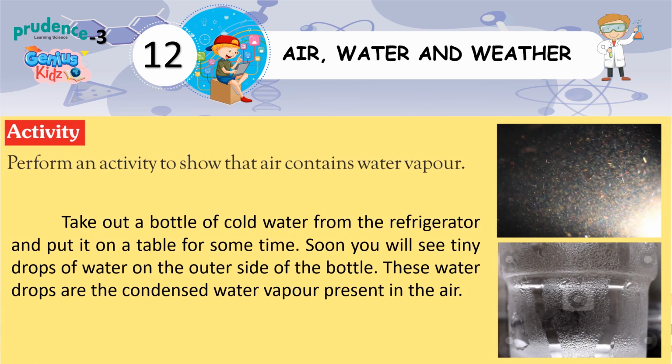Activity. Perform an activity to show that air contains water vapor. Take out a bottle of cold water from the refrigerator and put it on a table for some time. Soon you will see tiny drops of water on the outer side of the bottle. These water drops are the condensed water vapor present in the air.